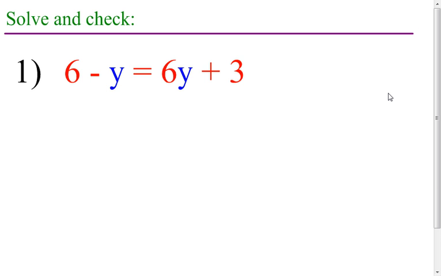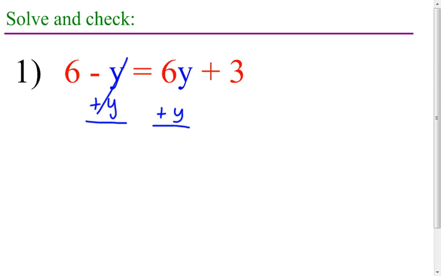You can choose to do this in several different orders, but what I would choose to do is move this y that's on the left side over to the right. Right now it is negative y, so I'm going to do the opposite and add y. The reason I'm moving it to the right is just so that my y's are positive. Some of you may have taken the 6y and moved it to the left, and that is fine too.